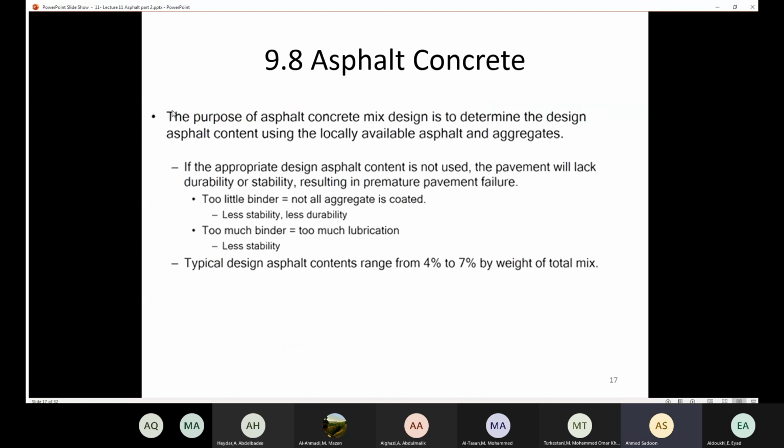So, the purpose of the asphalt concrete mix design. Why should we make an asphalt mix design? We know that if you are going to mix aggregate with the asphalt, then you are going to get asphalt concrete. So why should we learn how to come up with asphalt concrete? The purpose of the asphalt concrete mix design is to determine the optimum asphalt content. We need to determine exactly how much asphalt binder we need for our asphalt concrete.